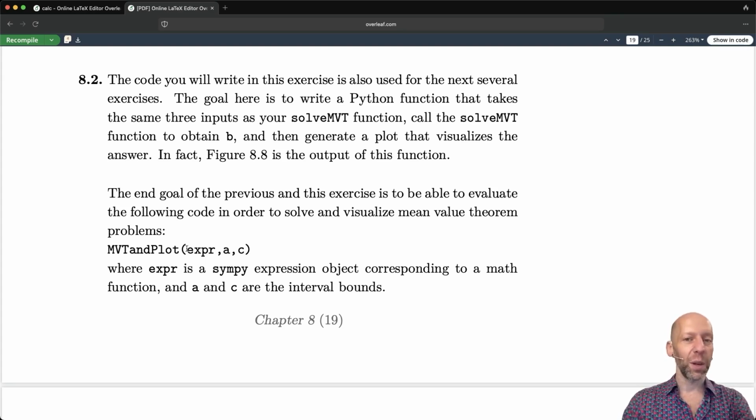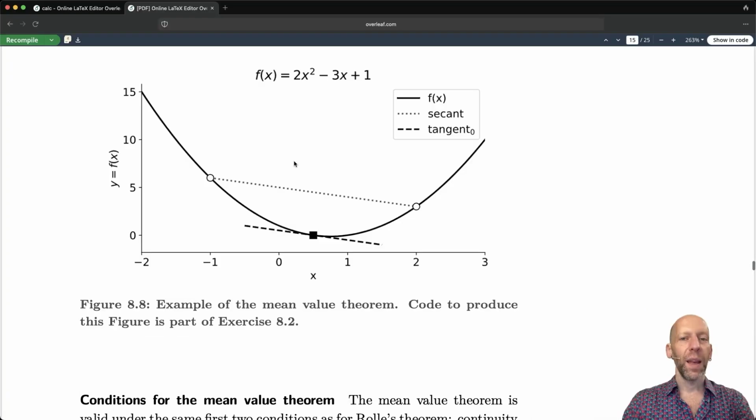I'm going to name that function MVT and plot, so mean value theorem and plot. The idea is that we input a symbolic expression for a function and two interval bounds. This code we are going to continue using for the next several exercises. And in fact, once you get this working, you can create figure 8.8 in the text, and that looks like this.